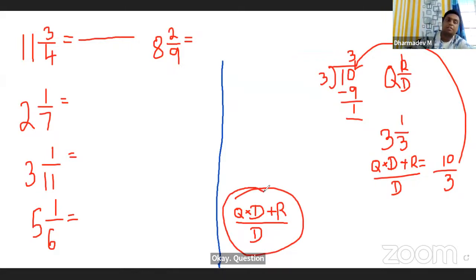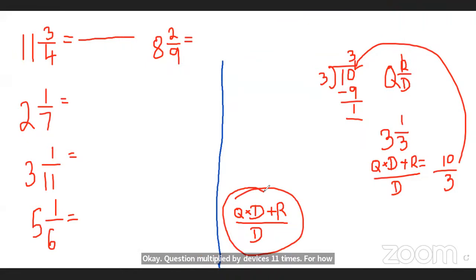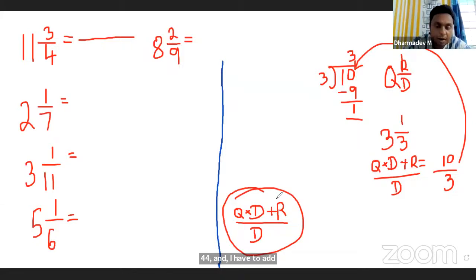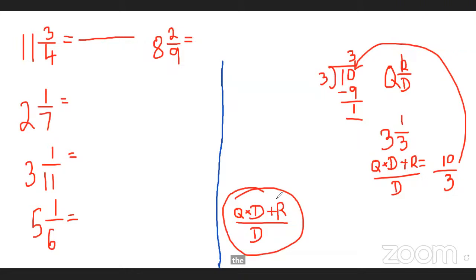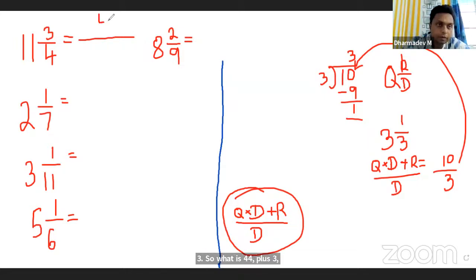11 times 4, how much? 11 times 4 is 44. And I have to add the remainder. What's the remainder? 3. So what is 44 plus 3? 47. So it's 47/4. That's the answer.